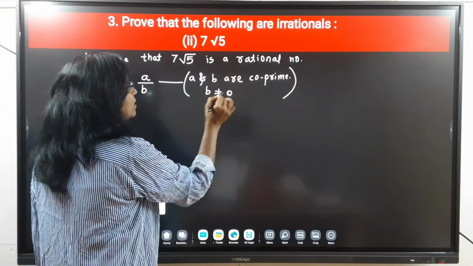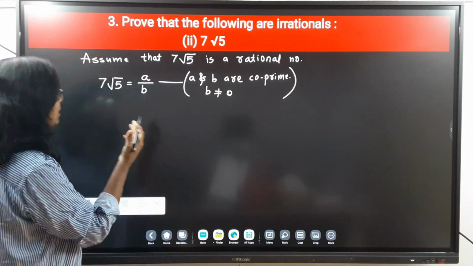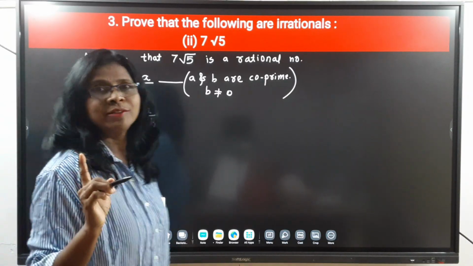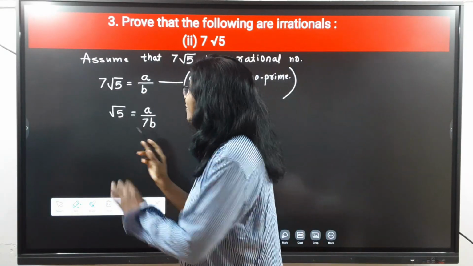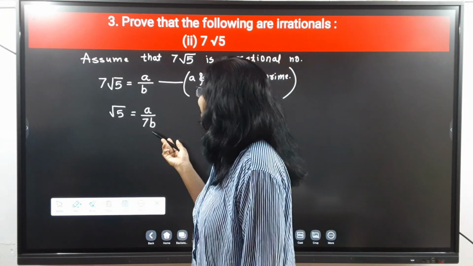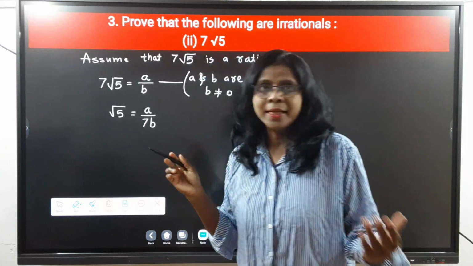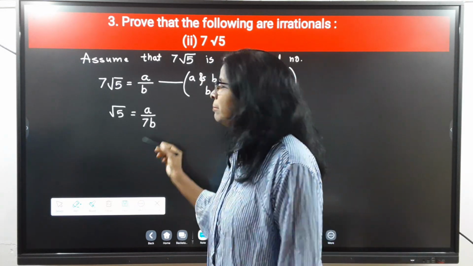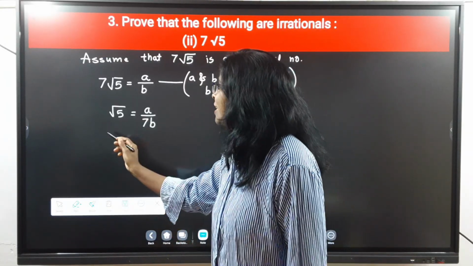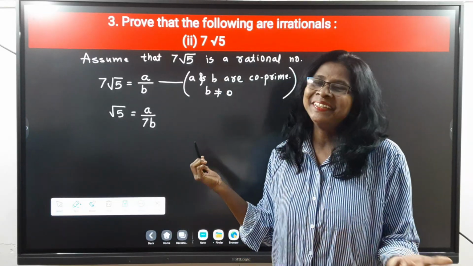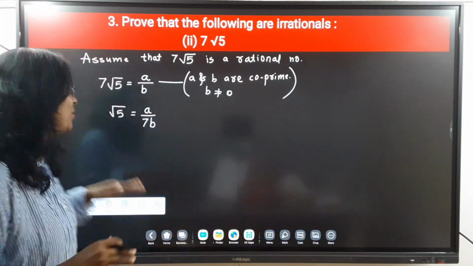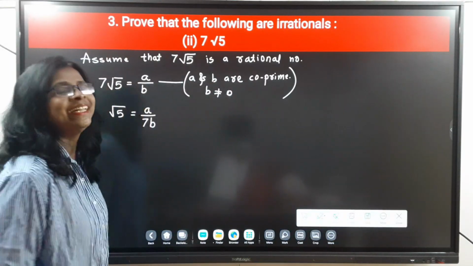Now here, students, we further simplify this equation, that is root 5 is equal to a upon 7b. Observe this step: on the left hand side there is root 5. Now we know that root 5 is an irrational number, and on the right hand side there are a and b, which are integers, and it is of the form a upon 7b. So a upon 7b is a rational number. So here the left hand side is irrational, the right hand side is rational. That means it is not possible. It cannot be possible. So it is a contradiction.